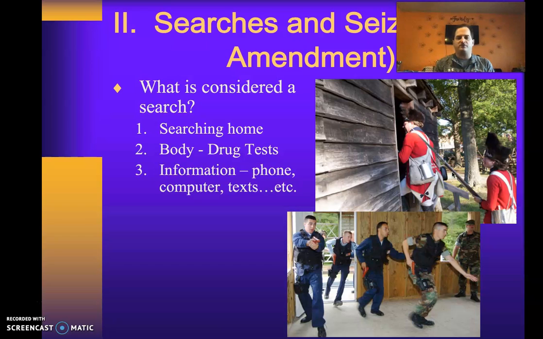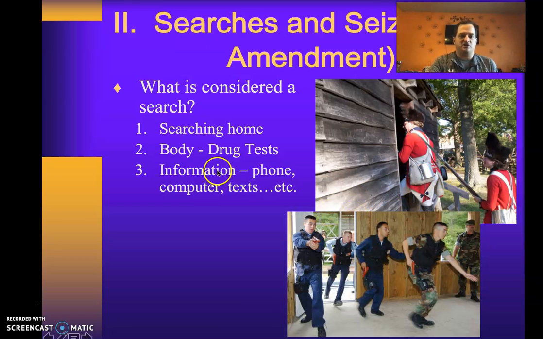Again, this all comes from when we were part of England. Think way back when we were part of Great Britain. One of our biggest complaints against the British was that they would search people's homes at any time for any reason. People really had no protection. So once we split off from England and we wrote the Bill of Rights, we want to make sure this was a guaranteed protection from the government.